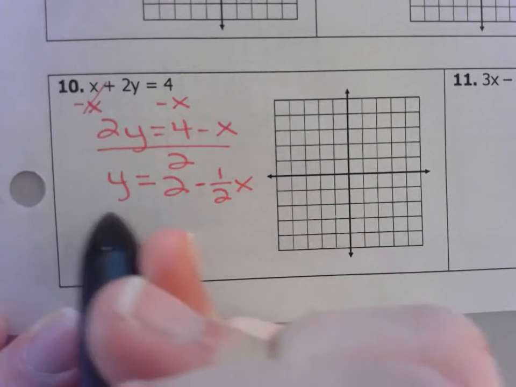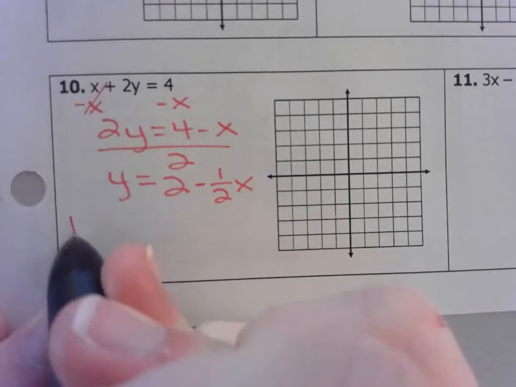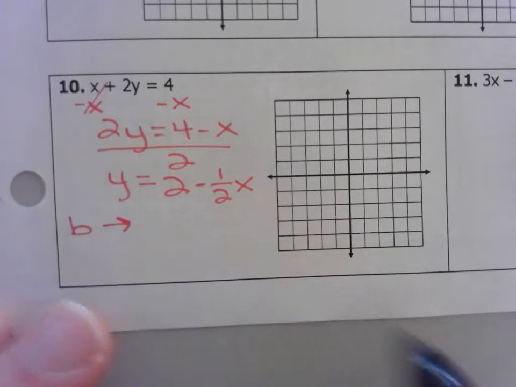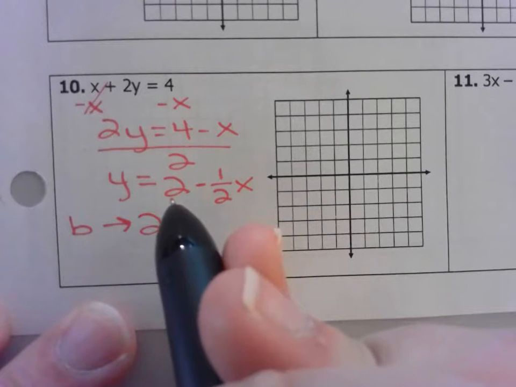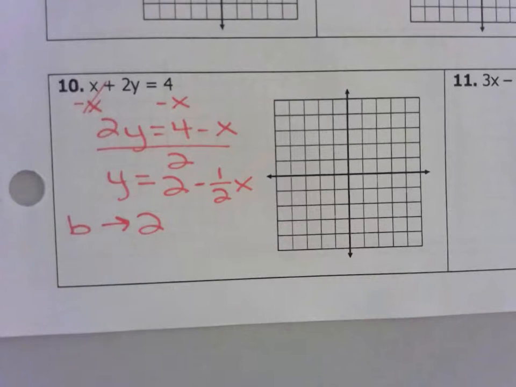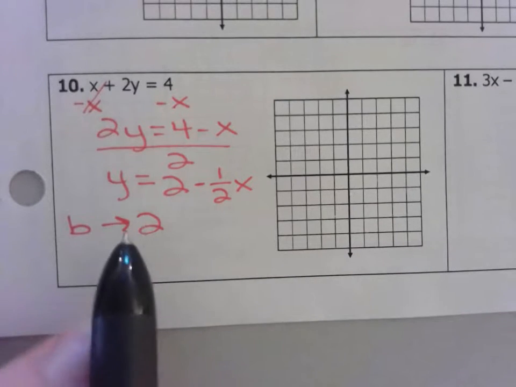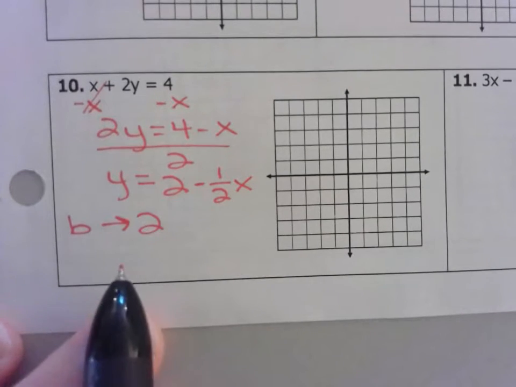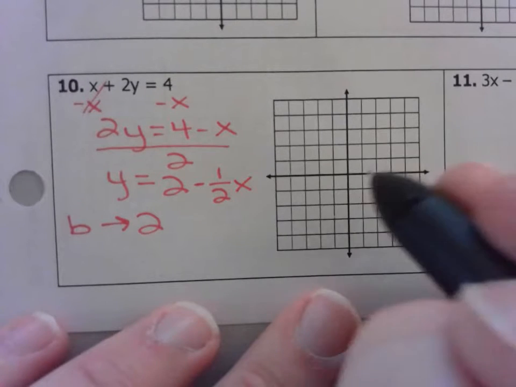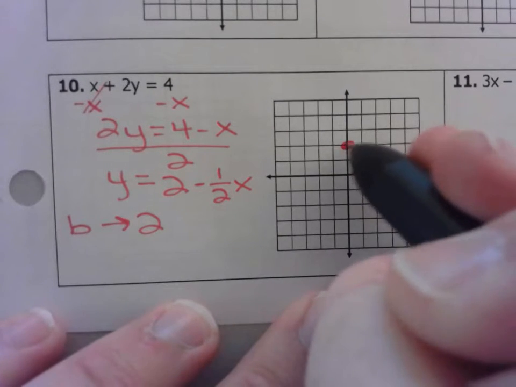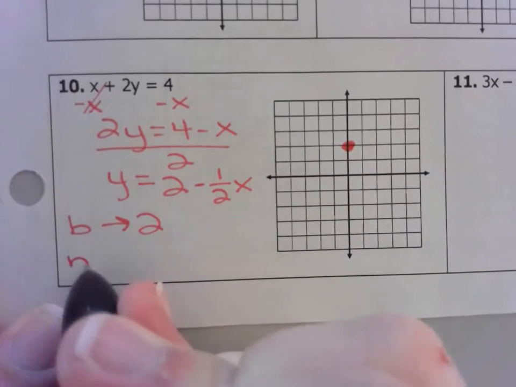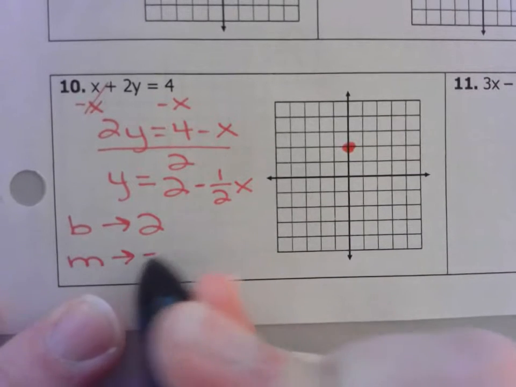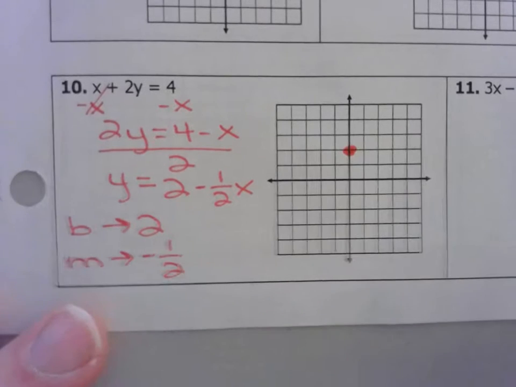Now the second step: it's y equals. So the second step is to find your y-intercept. What is my y-intercept? 2. It is the number not with the x, which is a positive 2. So don't think first and second. It's not always the second number. It's the number not with the x. So the y-intercept is 2. How do I graph a y-intercept of 2? Up 2, put a point. My slope is what? Negative 1 half.